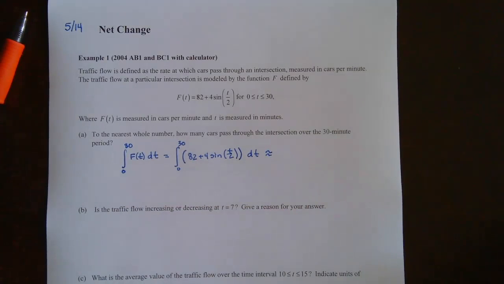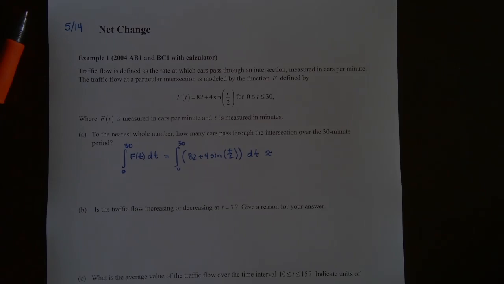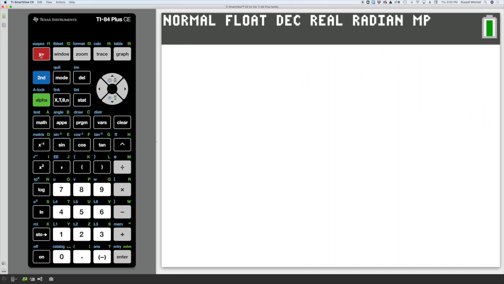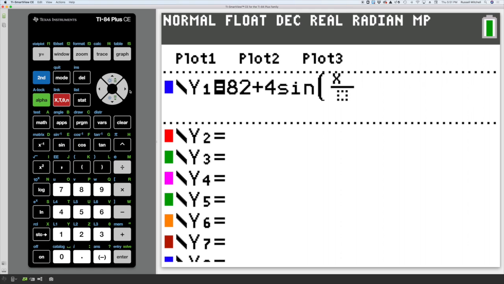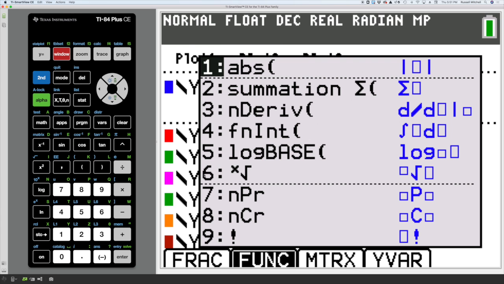So we're going to go to our graphing calculator, and we're going to put this in to do the integral using technology, okay? We're going to press y equals, because I'm thinking we're going to use this for other stuff. Clear out any functions you have, and then I'm going to type in 82 plus 4 sine, and then fraction bar x over 2. Close the parenthesis. Okay, and then now we're going to go to alpha window, and we want to integrate, so 4.